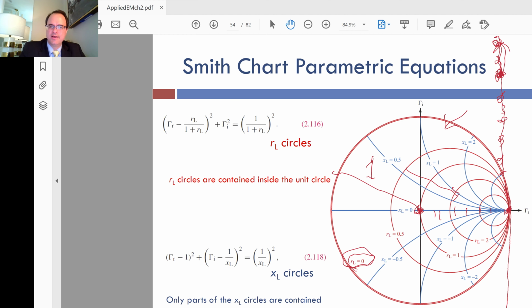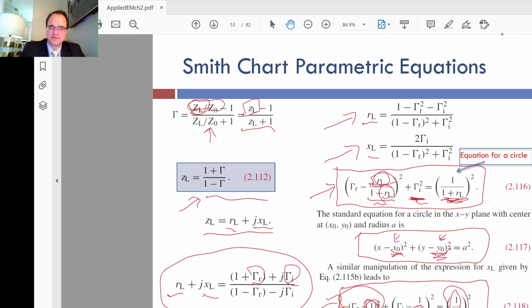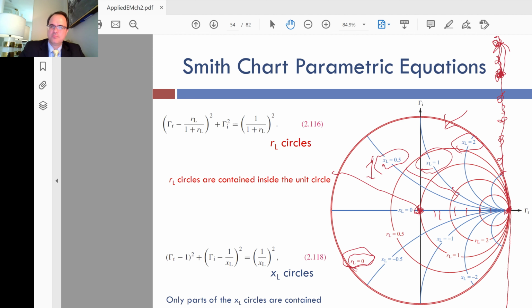So we have XL is 0.5. We can see a decent amount of the curve. XL is equal to 1, we can see even more. XL is equal to 2, we can see even more. To the point where, if we go back to here, if XL is very, very large, then this goes towards 0, and this goes towards 0, but this always remains at 1, meaning that we basically get a half circle as my XL gets to be very, very large.